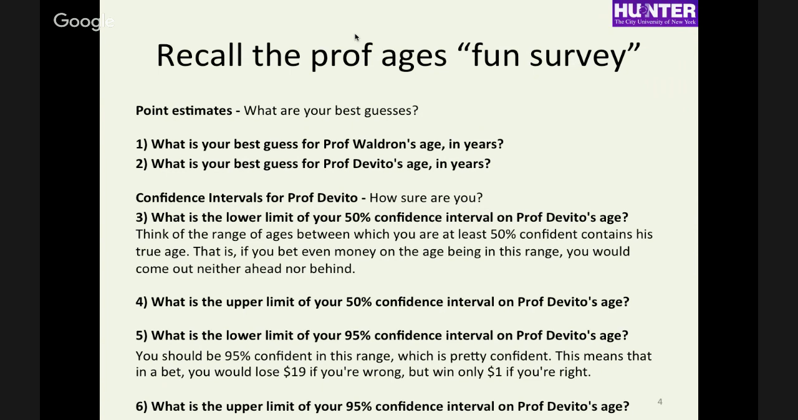Normally we're going to estimate confidence intervals from a sample, but I asked you to just do it off the top of your head to get an impression of your understanding of confidence intervals. The 50% confidence interval was the interval around which you'd be willing to bet even money that it contains Professor Devito's true age. And for the 95% confidence interval, you had to be much more confident and be willing to make 20-to-1 odds. Oh, good. We have confirmation online of good sound. Thank you.